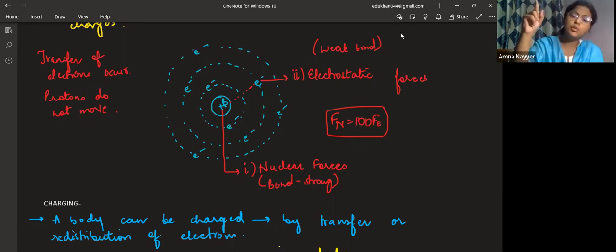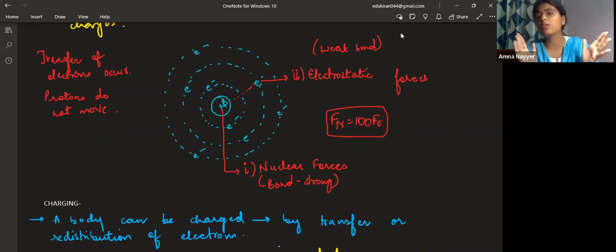Details we'll discuss in nuclei when we'll be dealing with modern physics. Second force was electrostatic force. These are weaker forces in comparison to the nuclear forces. So these small weak electrons are revolving around the nucleus. Of course, since nuclear forces are strong, they do not allow the protons to move. But since electrostatic forces are weaker in comparison, they allow the electrons to move.